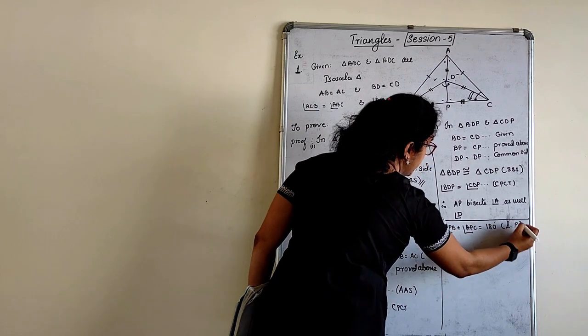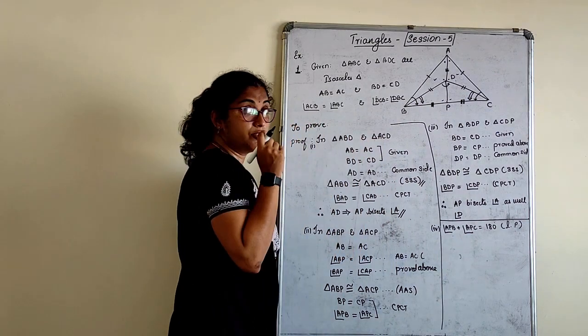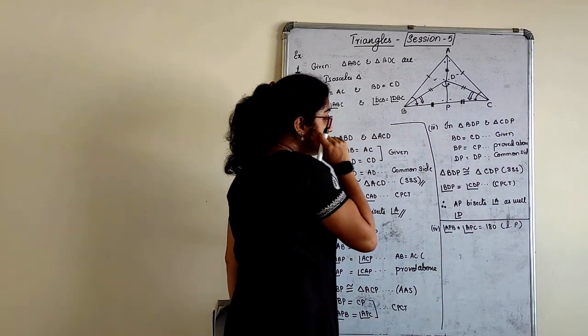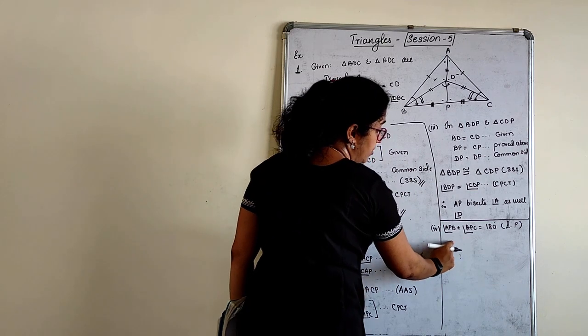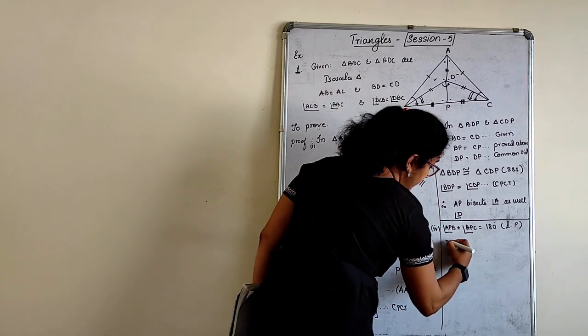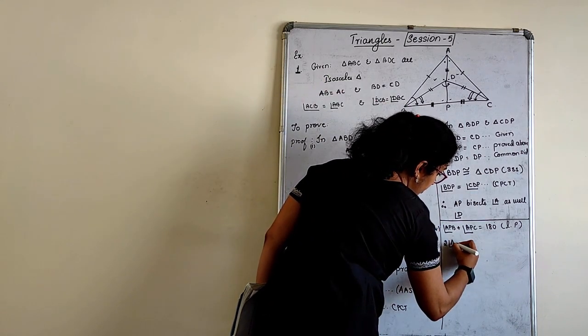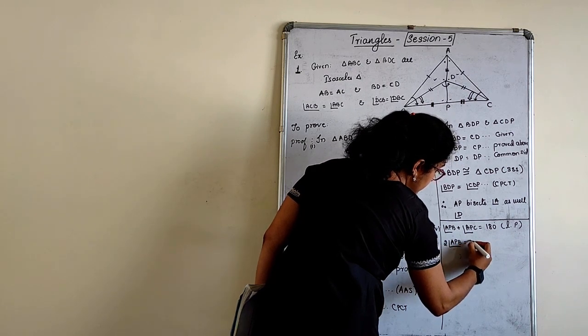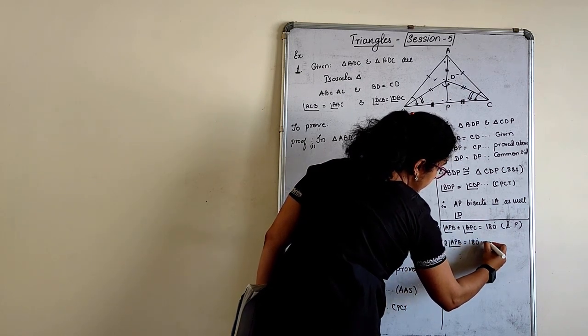Linear pair. LP I have written. I don't have a space there. You need not write LP. It should be written linear pair only. But are these two triangles equal? Yes. I will write 2 times of angle APB is equal to 180.